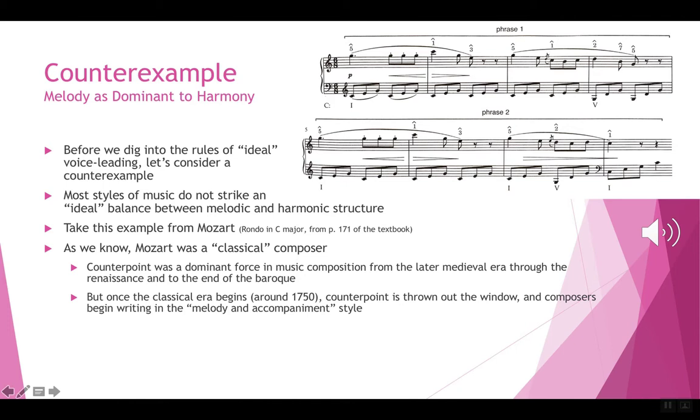Of course Mozart is composing from a very young age, so by the time he's eight, he's somewhat of a famous composer. So Mozart is fairly at the beginning of the classical era, although you can say it begins as early as maybe 1725. But once the classical era begins, counterpoint is thrown out the window, and composers begin writing in the melody and accompaniment style. So I may have taken a bit of a cul-de-sac there, but counterpoint was the dominant force in music composition from the later medieval era through the Renaissance into the end of the Baroque in 1750, but as the classical era begins, counterpoint is no longer a major force, and composers begin to write in the melody and accompaniment style.